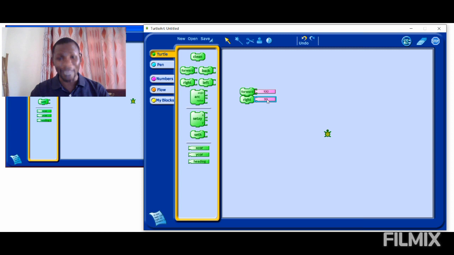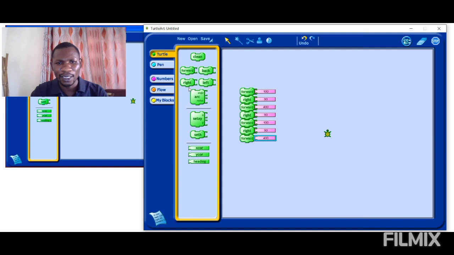So for the next forward, we are not choosing the same number of pixels as we have chosen for the first forward. Here, let's make it 400 to make it the length of the rectangle that you want to draw. The next one is right of 90 degrees. We go on forward. So the opposite sides are equal. This side is opposite to this one. They must be equal. You go on with right 90 degrees. You continue with forward. The opposite sides are equal. This one will be 400. And then you continue with right 90 degrees.